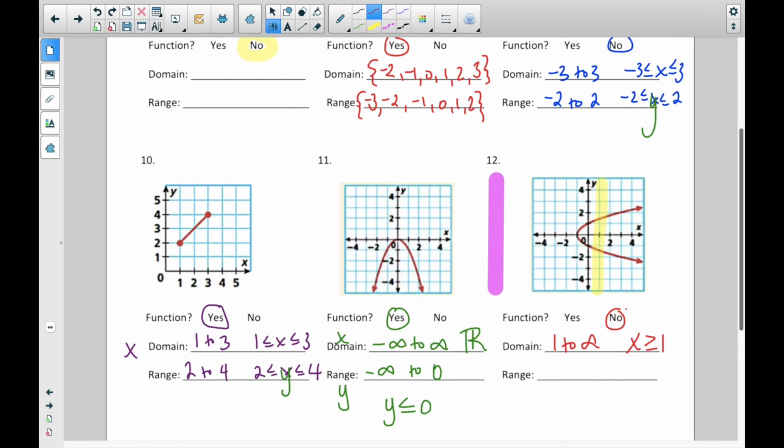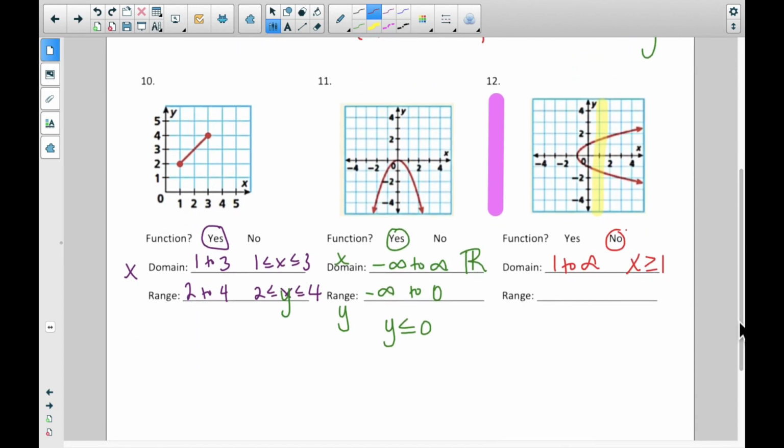Okay, a lot of examples today on domain and range. We will work on this in class the next time.